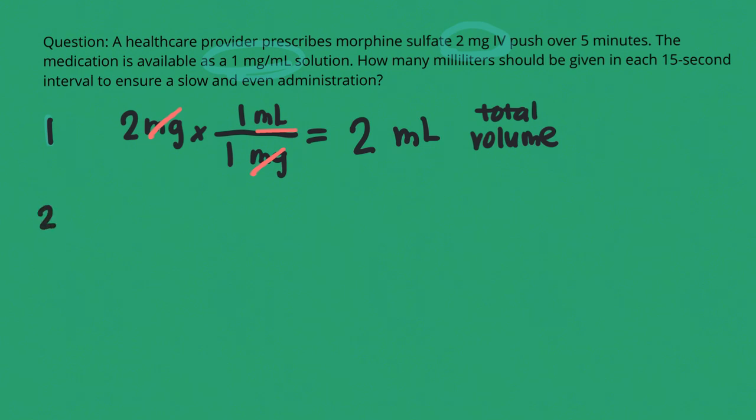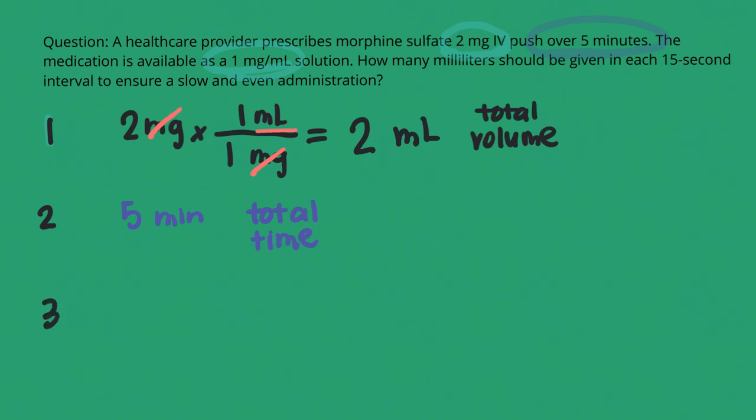Now, step 2 is our total time. Let's see here what we have for time. It says to give 2 milligrams over 5 minutes. Oh, this one's nice. It gives us our 5 minutes right there. So we know we are going to give 5 minutes as our total time. We didn't have to do any math for that one. Again, sometimes you do, sometimes you don't. But the resource told us just exactly how much time.